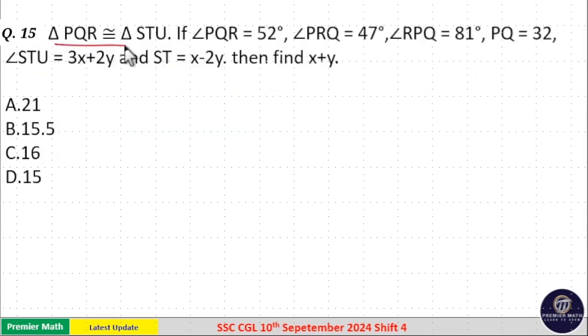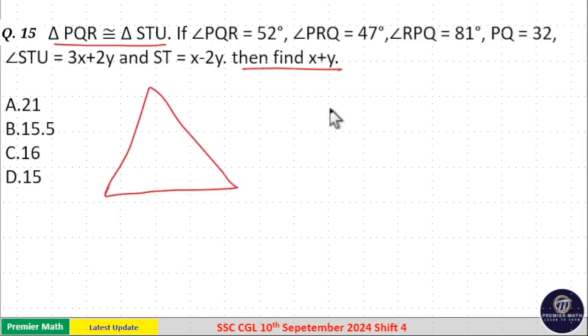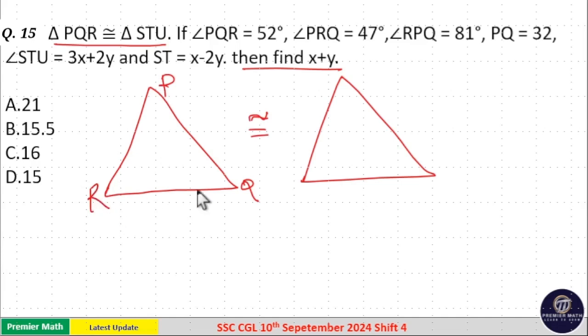Triangle PQR is congruent to triangle STU. Then find x plus y. Here congruent triangle means all the three sides and angles are equal. So here PQR is congruent to STU. Write in the same order, PQR, STU.